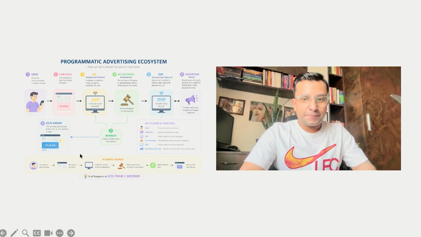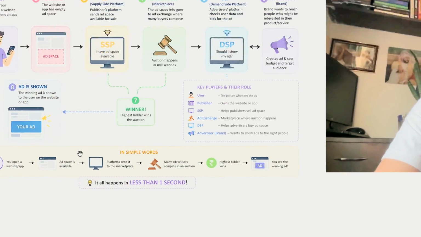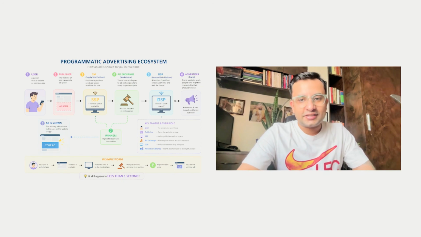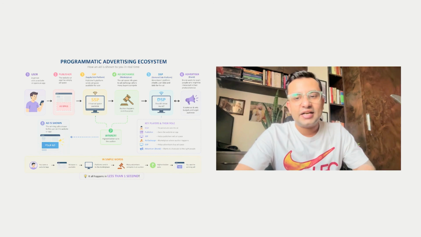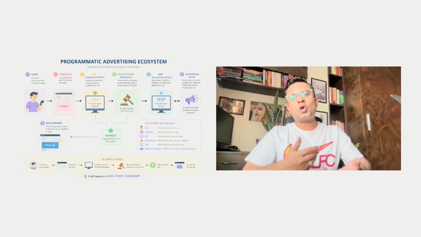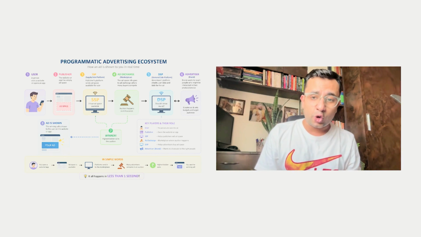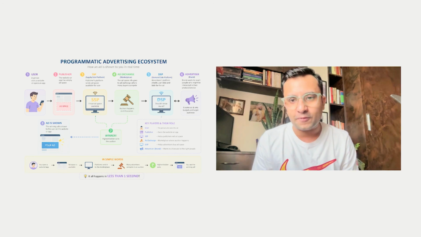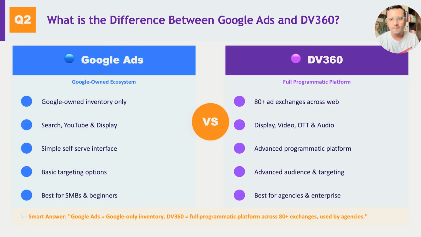So, in simple words, you can take a screenshot of this particular last thing. You open a website or app, ad space is available, the platform sends it to the marketplace, many advertisers compete in an auction, the highest bidder wins, and then you see the winning ad. And the shocking part is all this happens in less than 1 second. It's happening every moment that we are talking, that we are making this video right now. Right now, lots of auctions are happening across the internet. So that's the power of programmatic advertising.